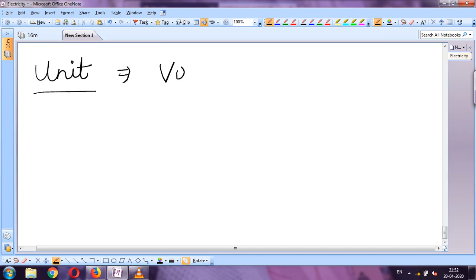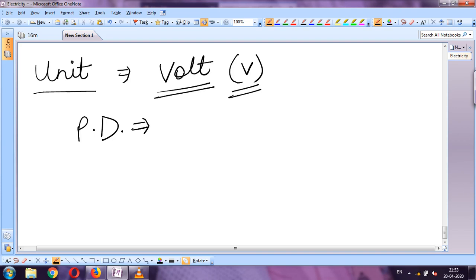Now we will talk about their units. What is the unit of potential and potential difference? The unit is volt. Both the quantities have the same unit. The symbol of volt is capital V.